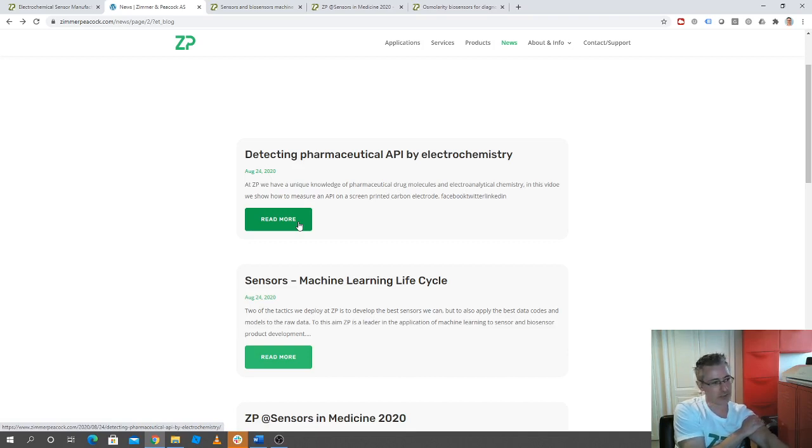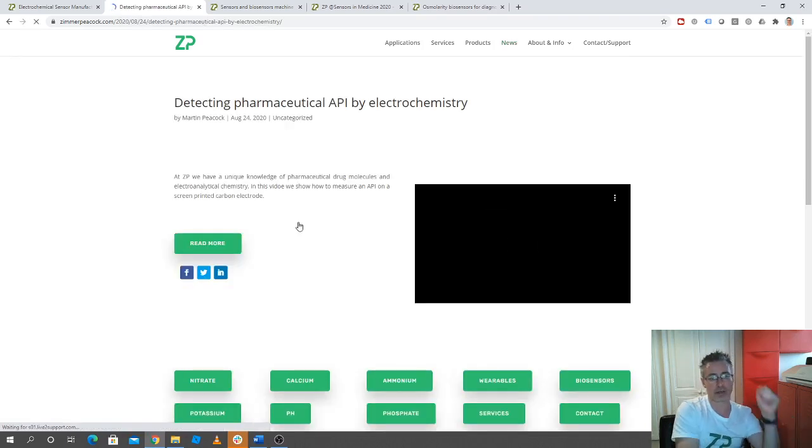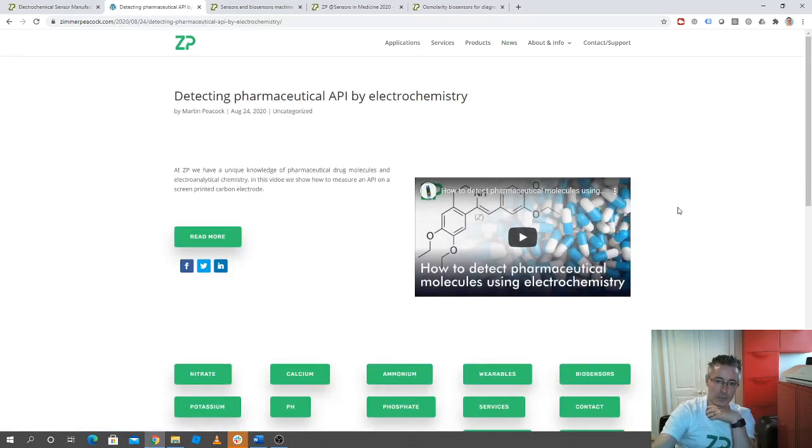And there I was actually developing pharmaceutical drugs. And so I really like the marriage of electrochemistry and pharmaceutical drugs. If you go on our website or Google detecting pharmaceutical API by electrochemistry, hopefully you'll find something related to that. But I'm basically just saying that you can actually detect pharmaceutical molecules using electrochemistry. It's not commonly used, but actually most pharmaceutical drugs are electrochemically active.